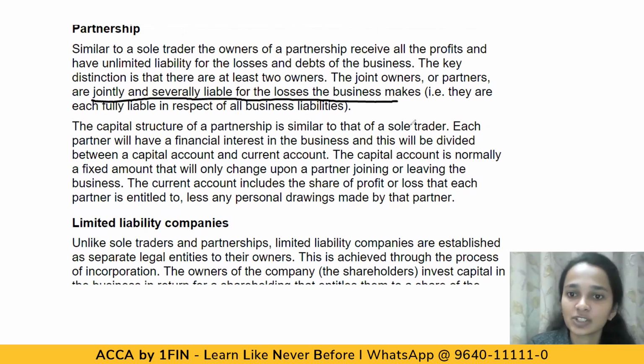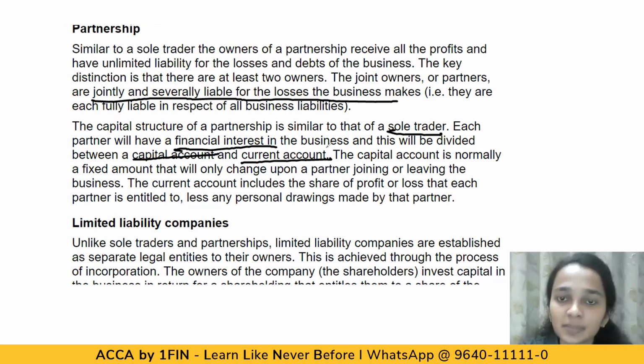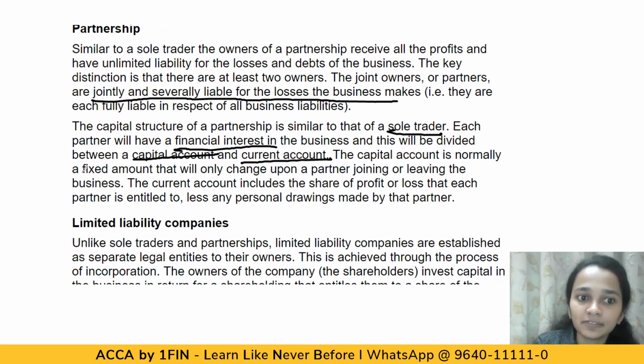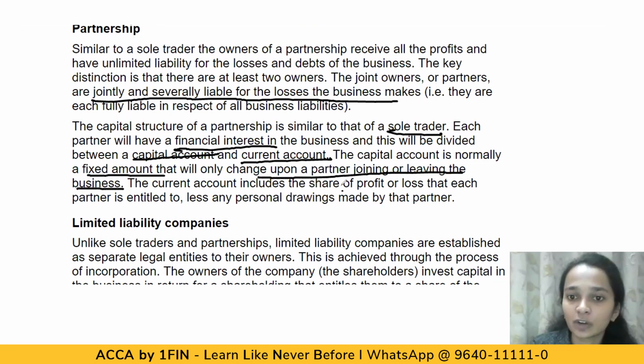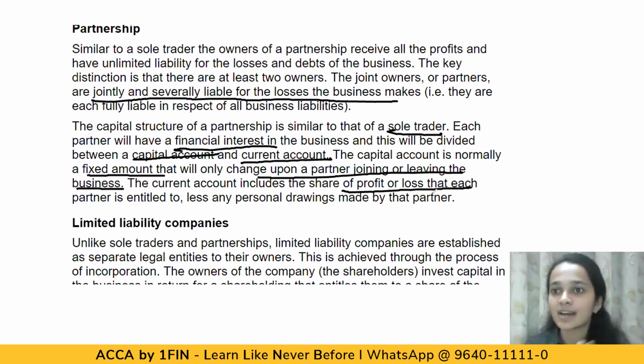And the capital structure of partnership is similar to that of a sole trader. Each partner will have financial interest in the business, and this will be divided between a capital account and a current account. Current accounts are basically for adjusting the money which is earned by the business in the form of profit, and capital account is basically the amount which is brought in by the partner as capital. So, capital account is normally a fixed amount that will only change upon a partner joining or leaving the business. And the current account includes the share of profit or loss that the partners are entitled to.